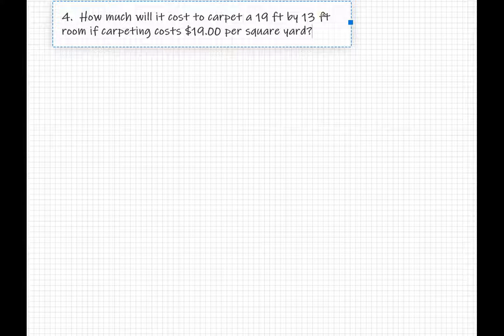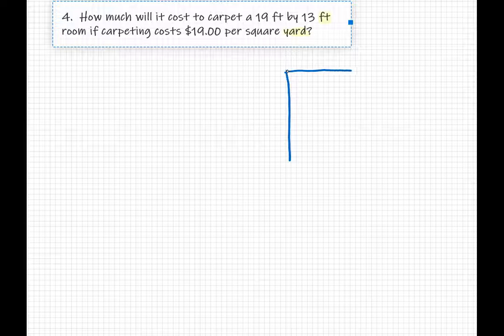units here. We have feet and we have yards. Okay, so we have to deal with this. We have to either convert everything to feet or everything to yards. And so let's see what we're working with here. So how much will it cost to carpet a room? And that room is 19 feet by 13 feet.